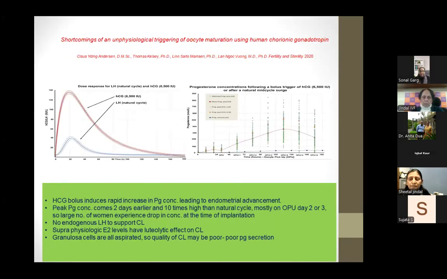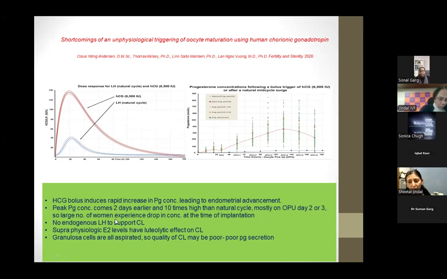Now, just to point out what HCG does in HCG trigger, to overcome this LH deficiency, we use HCG to mimic the natural surge in all the ART cycles. And this HCG bolus causes a rapid increase in the progesterone concentration. And the progesterone concentrations become very high post pickup in the initial 2 to 3 days. Now, this high HCG can lead to endometrial advancement. And the peak progesterone concentration, because of high HCG, there is a surge of progesterone from the ovaries, and this is very, very high, and this occurs mostly on day 2 to day 3.